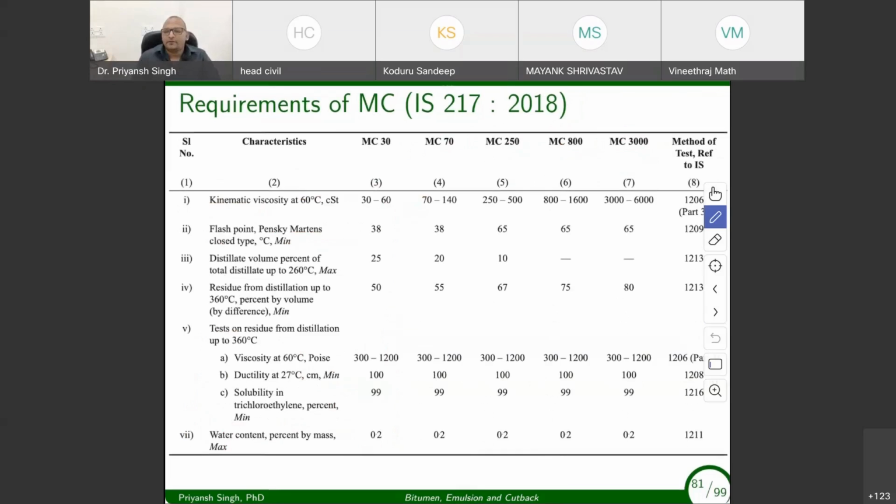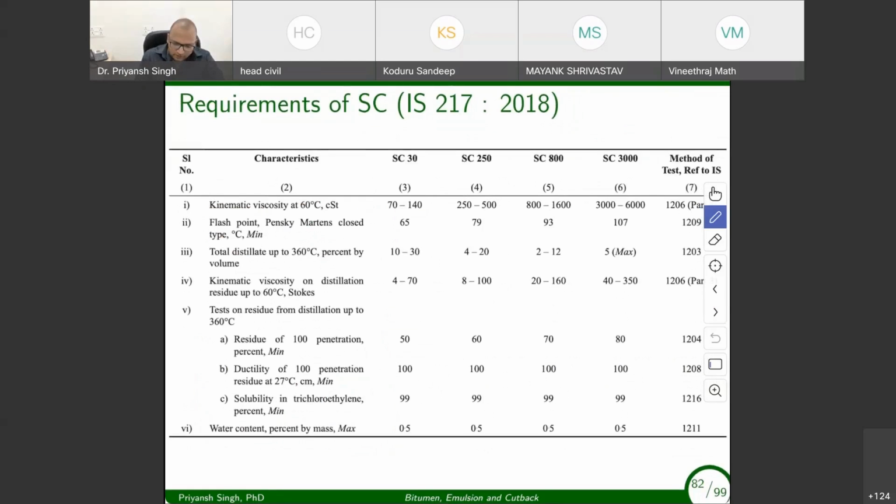Similarly, we have requirements for medium curing cutback. Here also this 30 or 70 is an indication of its kinematic viscosity. That means if you have MC30, its kinematic viscosity needs to be minimum 30. Then these tests are mostly the same as what we have already seen. Similarly, you have a requirement for slow curing cutback. Here also the same or similar kind of tests are suggested.